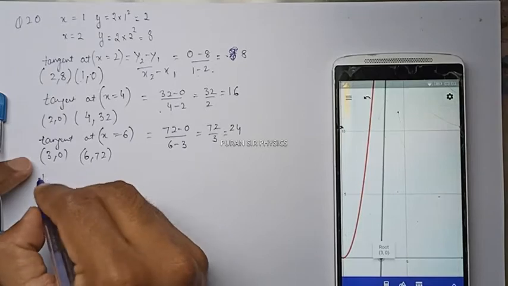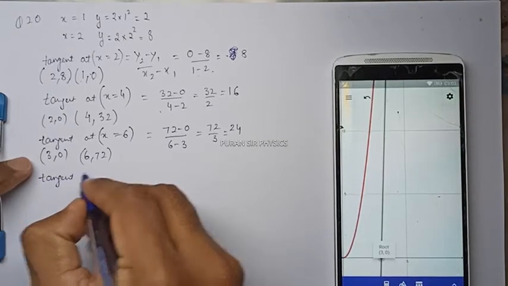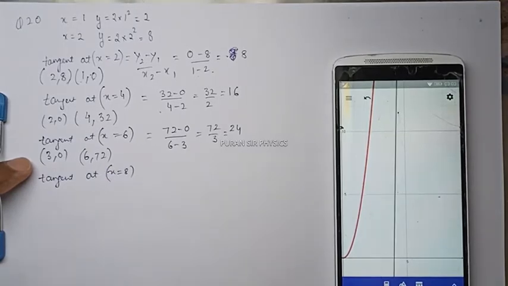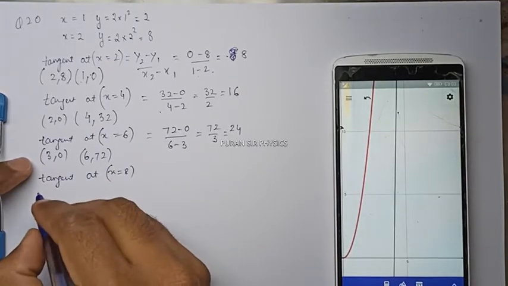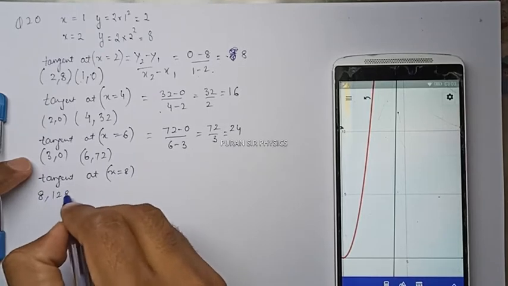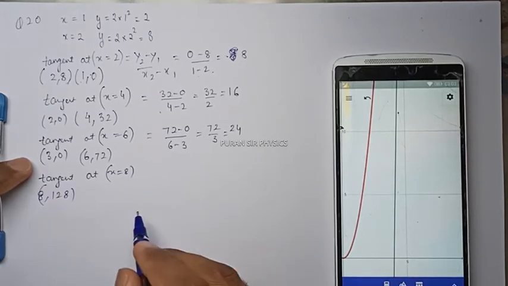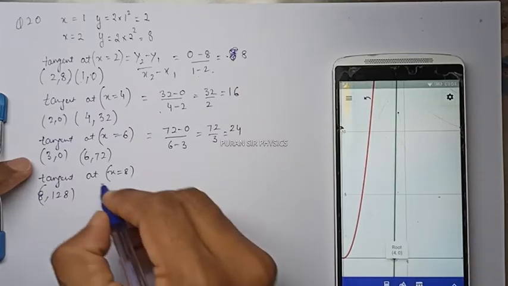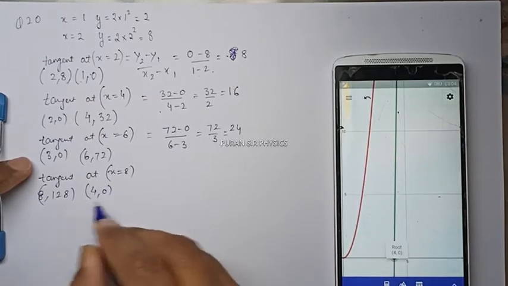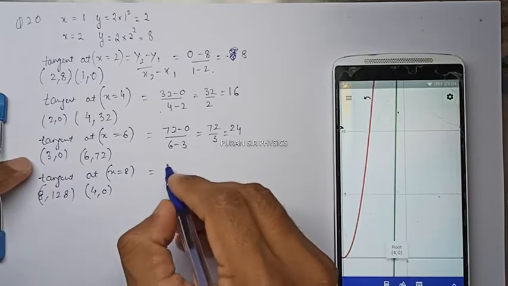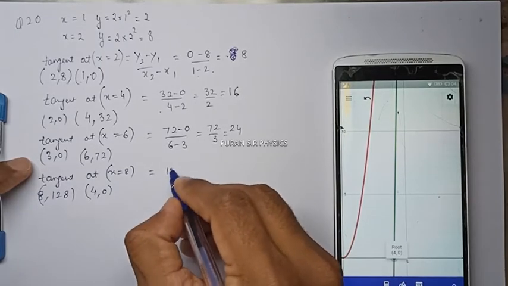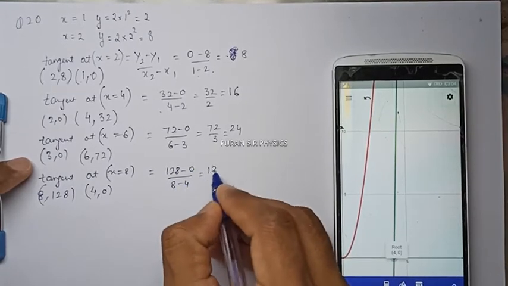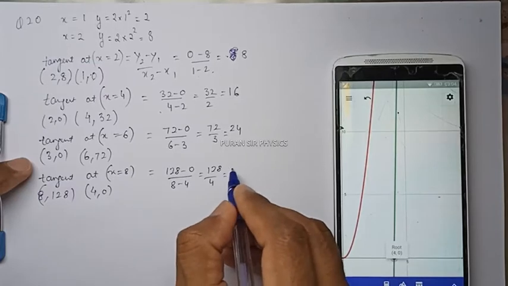Okay, so if we draw a tangent at x equals to 8, so let us see. So this tangent passes through 8,128, and this x-intercept is 4,0. So tangent passes through these 2 points. The slope will be your 128 minus 0 upon 8 minus 4. So it will be 128 upon 4. So it will be 32.